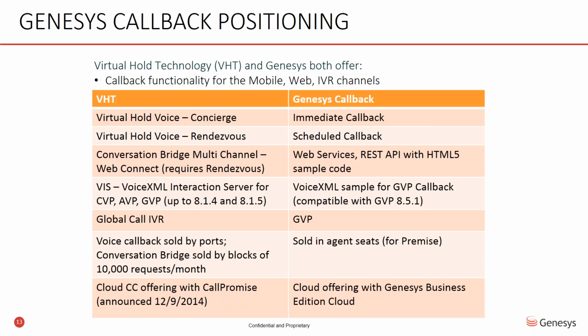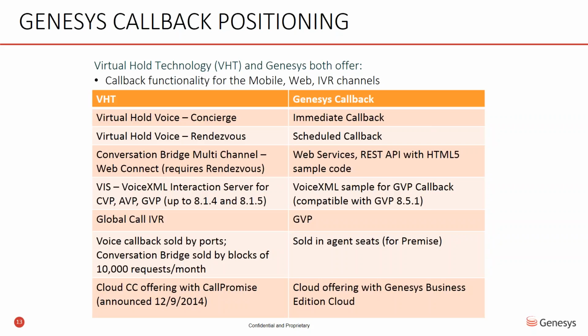But so on Genesis Callback web services, there's a RESTful API that's there. There are sample code, different scenarios, different samples for a scheduled versus immediate versus a delayed preview type of scenario as well. One of the things that I found out was with VHT, I think they only tested GVP up to version 8.1.5.